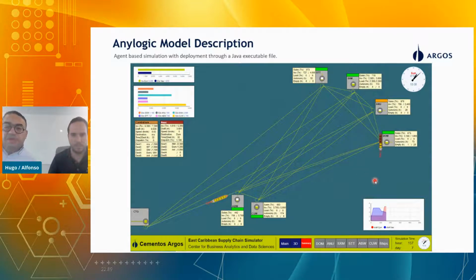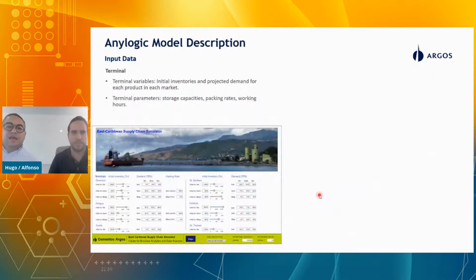So this is the main interface for the model. The input data for the terminals, we have one screen like this, where the end user enters the information for the simulation. In the terminal, we include the information for the initial inventory, projected demand for each product in each market. We also include the terminal parameters like storage capacity, packing rate, working hours, working schedule.